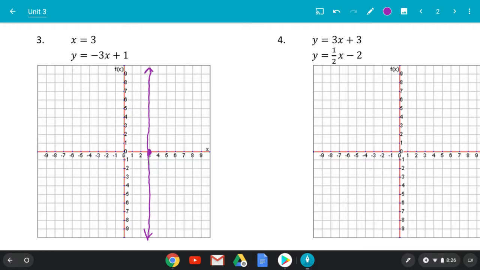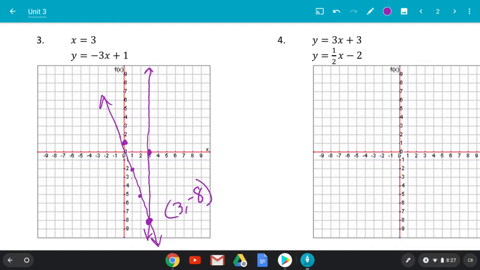Okay? And if I graph the other one, I start with my initial value, which is 1, and I go down 3, 1, 2, 3, and over 1, down 3, and over 1. So I got this line there, and boom, there is my point of intersection, which happens to be 3, -8, which is a solution to both those equations. You should be able to graph equations that quickly. Yes? You've been doing it for a couple years.